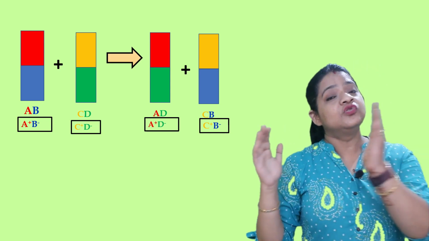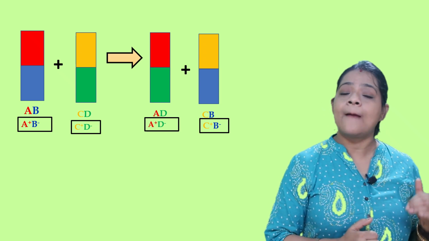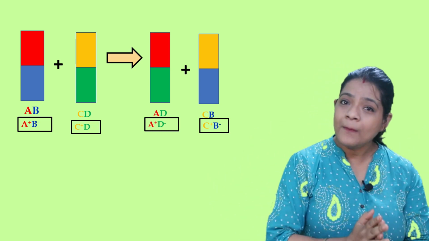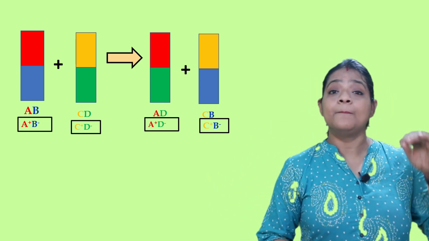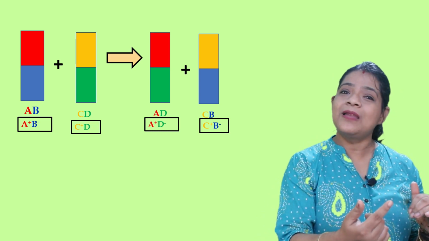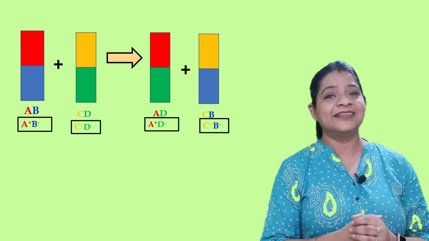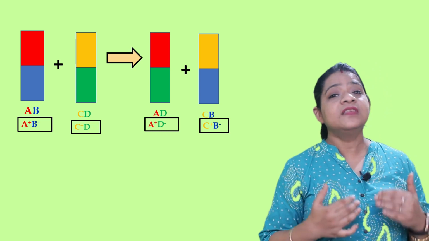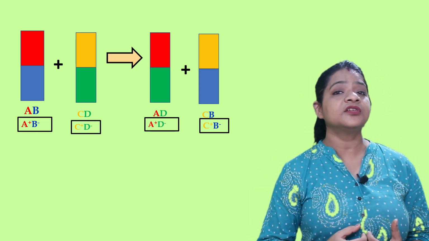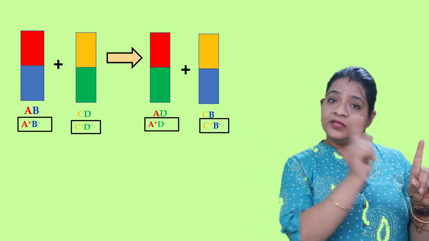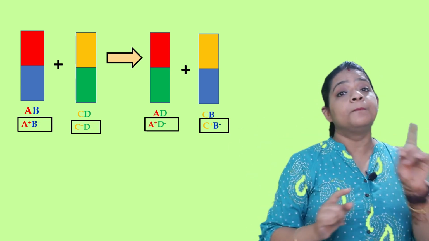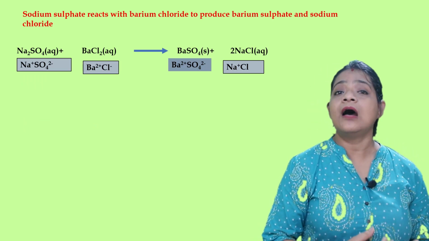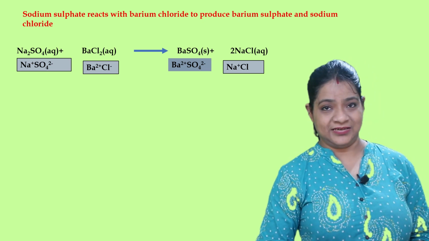Now when the compounds are formed, what happens basically? A plus will react with D minus to form a compound, that is AD, and B minus will react with C plus to form a compound, that is CB. Here, why is it called a double displacement reaction? Because A comes with D, this is one displacement, and B comes with C, this is another displacement. Henceforth it is called a double displacement reaction.